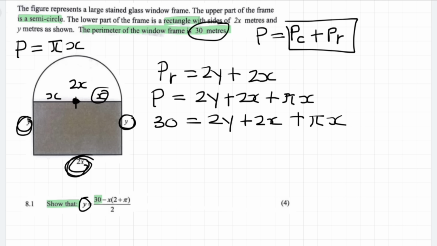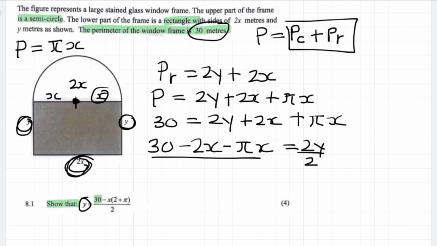We need to make y the subject of the formula. So I'm going to take all this to the other side: minus 2x minus pi x is going to be equal to 2y. Now I can divide both sides by 2, and this is going to cancel this. Y is going to be equal to 30.